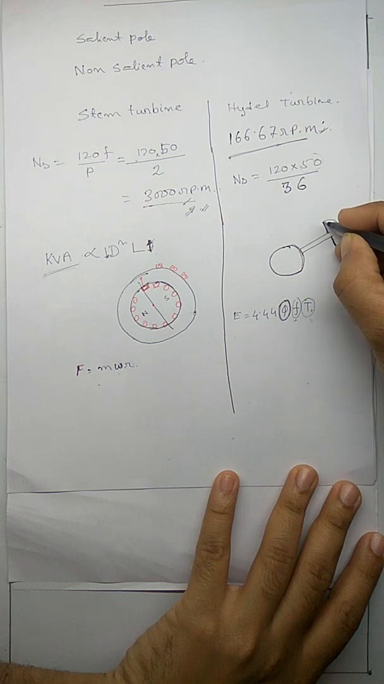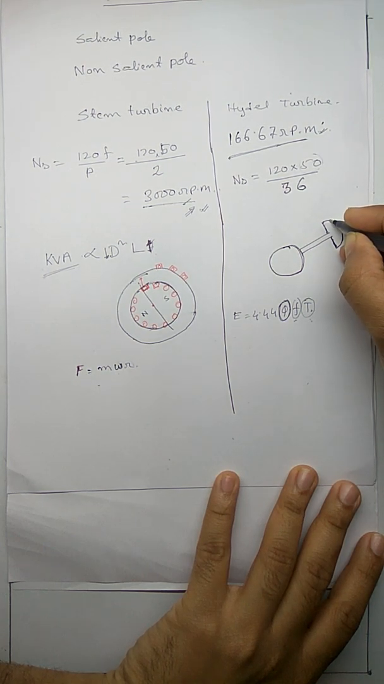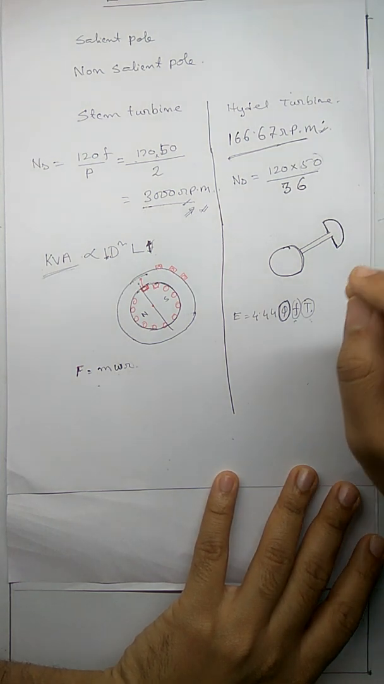Say if you need 10 turns, and if you want to send 100 amperes through this, the diameter of the conductor is fixed by 100 amperes and 10 turns.